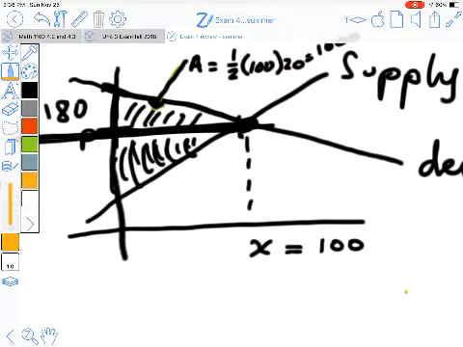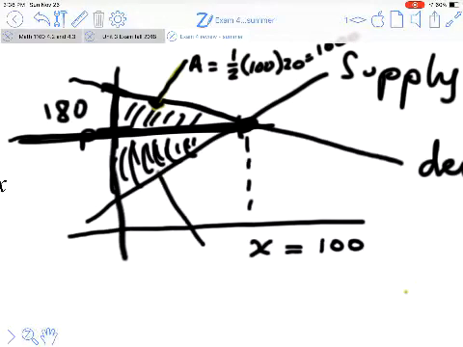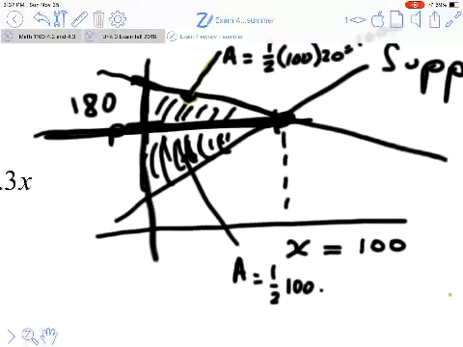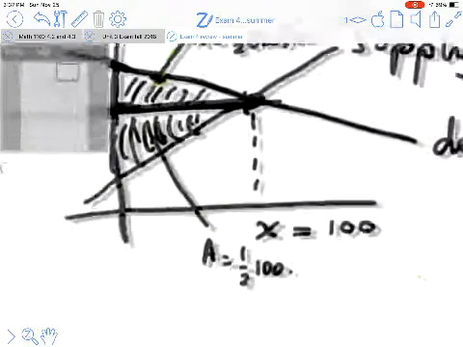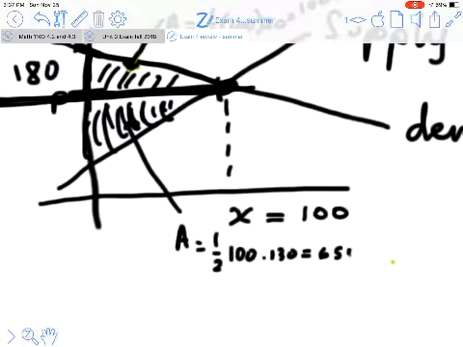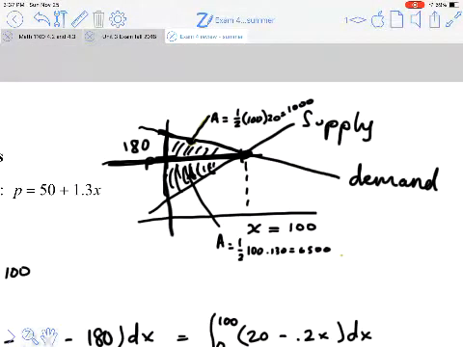Now the other one, producer surplus, it's the same thing, it's a right triangle, so we could find the area there as 1/2 base times the height. Now the y-intercept, let's see, is 50, and it goes all the way up to 180, so that's 130. So half of 100 is 50, and 50 times 130 is 6,500. So if your supply and demand functions are linear, then essentially you're just finding the area of right triangles. You're welcome to use the geometric formula for the area of a right triangle, 1/2 base times height.